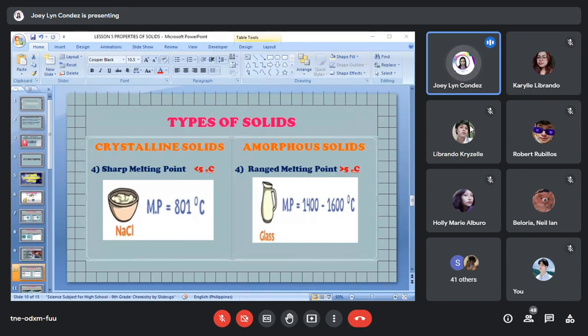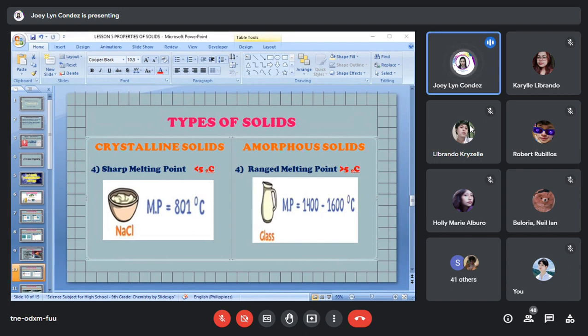As for here, it can change by less than 5 degrees Celsius. Okay, for example, if you mix it with other substances, you can increase its melting point, but by less than 5 degrees Celsius. It can decrease, but by less than 5 degrees Celsius. In amorphous solids, the melting point can also increase, but by greater than 5 degrees Celsius. It can decrease, but by greater than 5 degrees Celsius.